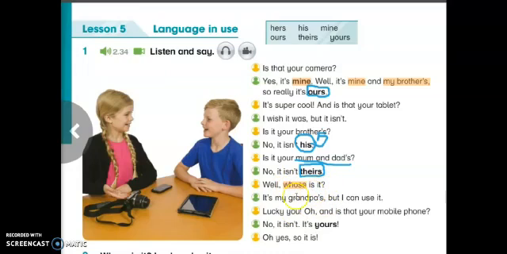Whose is it? لمن هو؟ It's my grandpa's. It's my grandpa's, but I can use it. أنه لجده وهو بإمكانه أن يستخدمه. Lucky you. Oh, and is that your mobile phone? وهل الموبايل فون هو لك؟ He said, No, it isn't. It's yours. أي أنه لك.